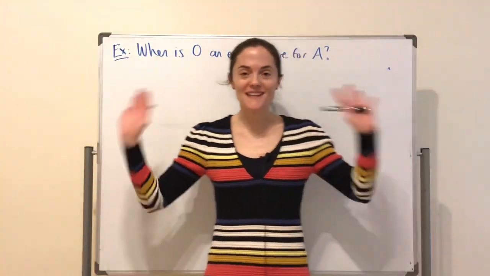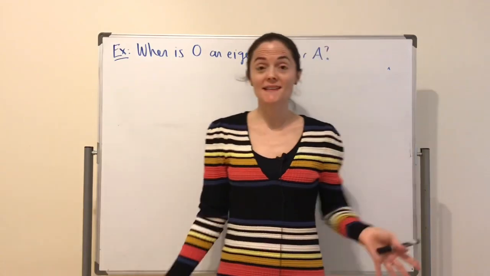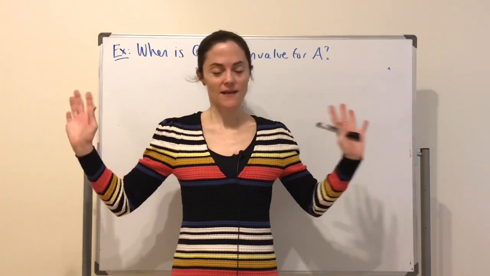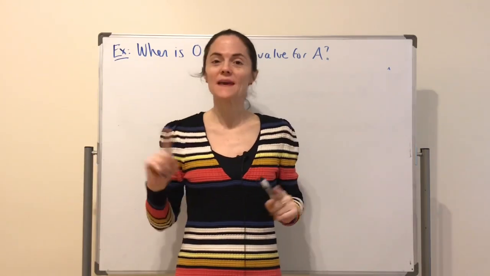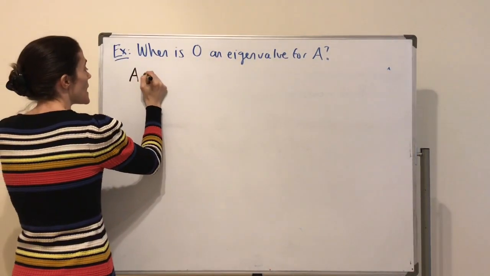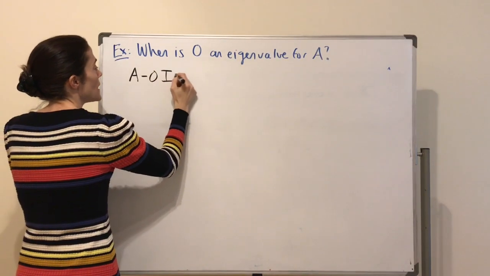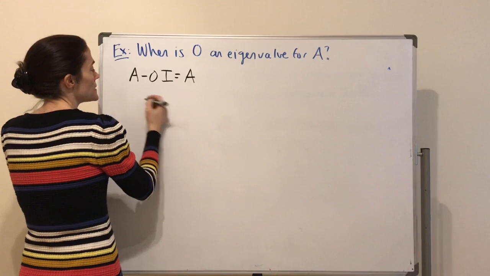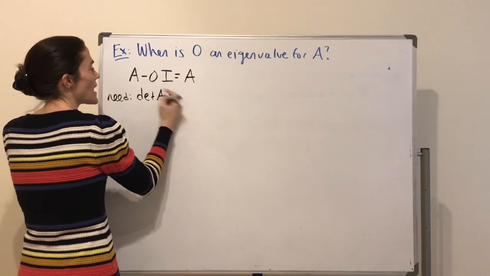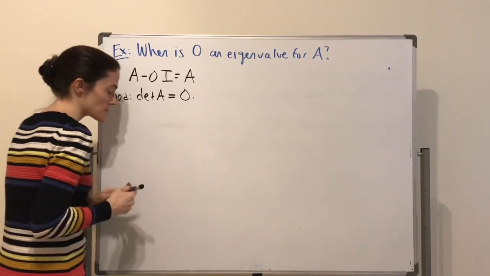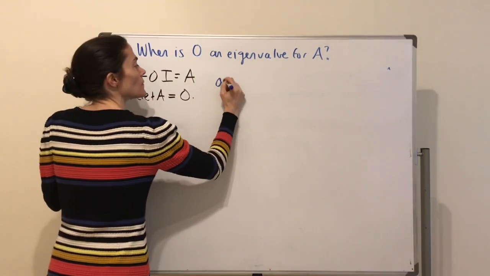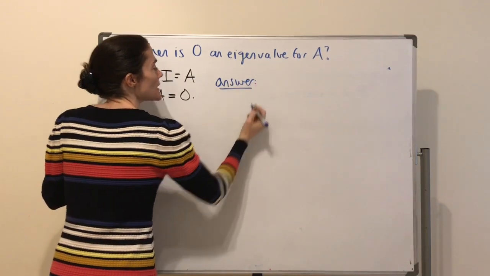Here's my first example, and it's really a question. When is 0 an eigenvalue for a matrix A? Certainly 0 can be an eigenvalue, but we know 0 cannot be an eigenvector. Well, let's consider this matrix: A minus 0I is just A. And if you wanted to think about it this way, we would need the determinant of A to equal 0. And so the answer here is precisely when A is not invertible.